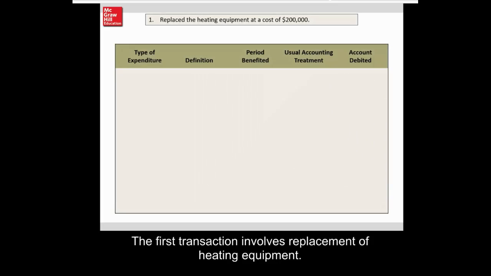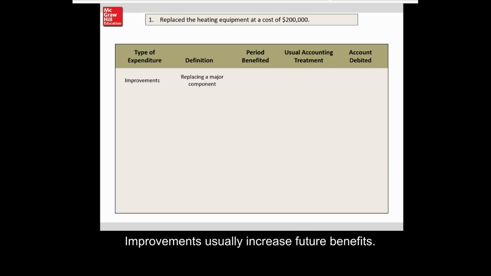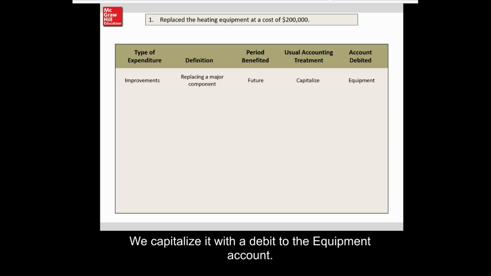The first transaction involves replacement of heating equipment. This is an improvement since it involves replacing a major component of an asset. Improvements usually increase future benefits. We capitalize it with a debit to the equipment account.